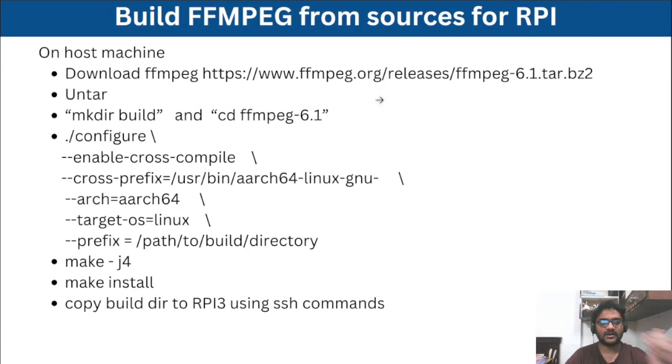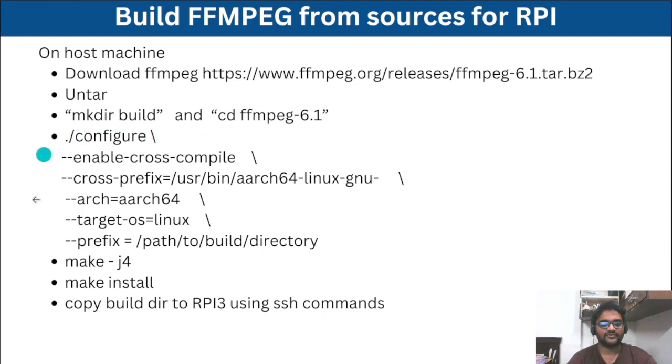Now the interesting part is how to build FFmpeg from sources for Raspberry Pi. So what are the steps we need to do? First, on the host machine, you need to download FFmpeg version 6.1 and untar it. After untarring it, you create a separate directory called build, and then you enter into this FFmpeg folder.